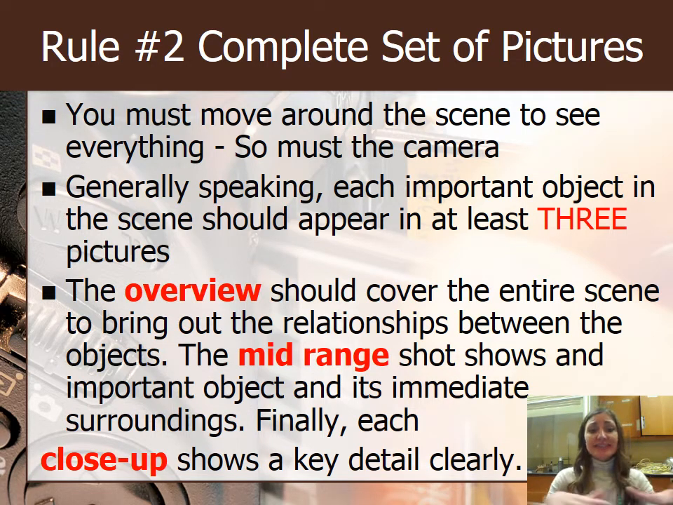This should cover the entire scene and bring out relationships between objects. It's typically good or standard to do a picture from all 4 corners of your crime scene. So you want to make sure you're getting it from every single perspective before you start to move in on the crime scene. Your mid-range shot is going to show whatever important object you're focusing on and its immediate surroundings. So you will be looking at a piece of evidence in relation to where it is in the crime scene. So you want to make sure that you're getting background as well.